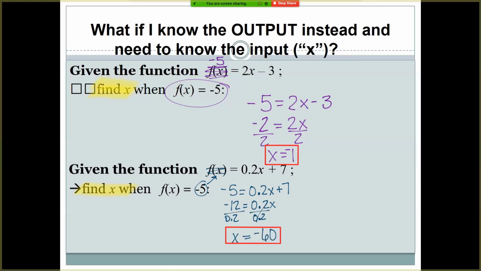So see if you can do the last two problems on the next slide. So f of x equals 6x plus 14. And then you have one problem where they give you the input, one problem where they give you the output. So one of them you're finding the output, one of them you're finding the input.